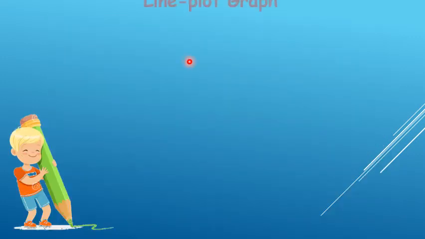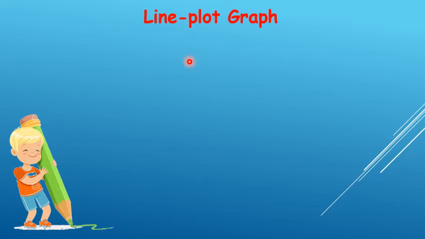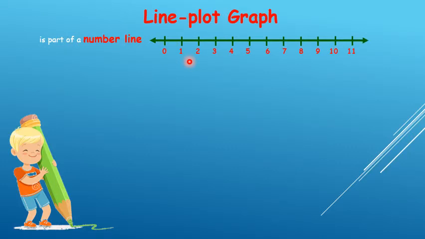Now let's go to a new title which is called line plot graph. A line plot graph is a number line. Okay, we can use any number line to represent this line plot graph. We have number lines like we learned before in primary 1 and primary 2 beginning from 0. But here we can use our number line beginning from any number and go in ascending order and so on.